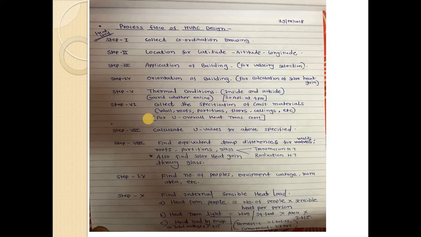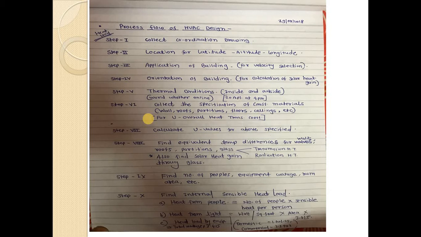The next important sixth step of the heat load estimation is to collect the specification of constructional materials, that is wall, roof, partition, floor, ceiling. For construction purposes we use various materials like cement, bricks, glass, gypsum board, POP panels and all. So we must know their specification. In that we have to know the value of the overall heat transfer coefficient. It is nothing but the U values. So we must calculate the U values with the help of ISHRAE and Carrier handbooks.